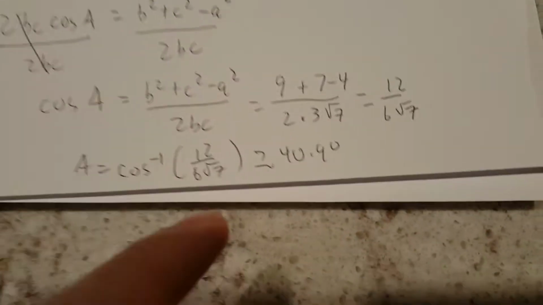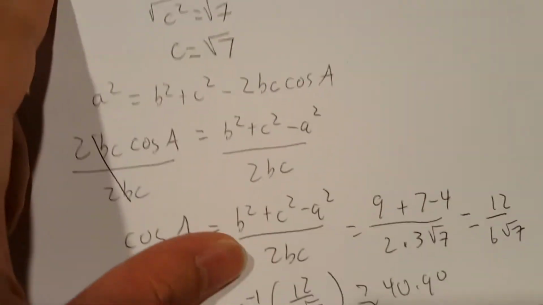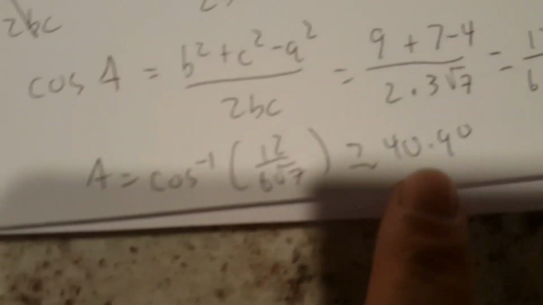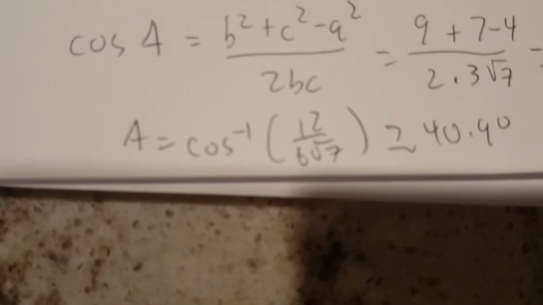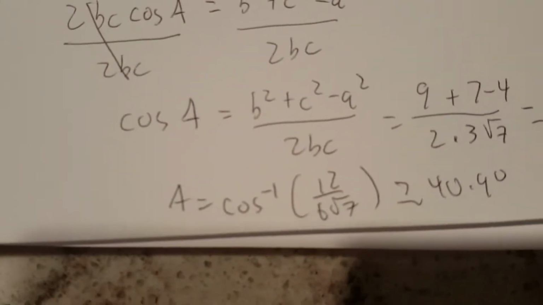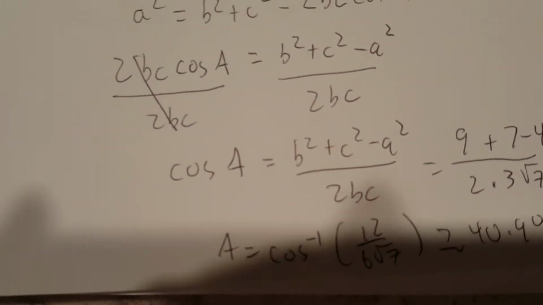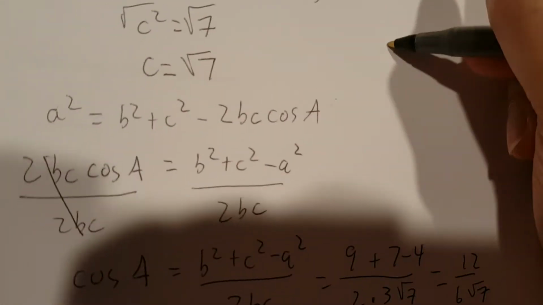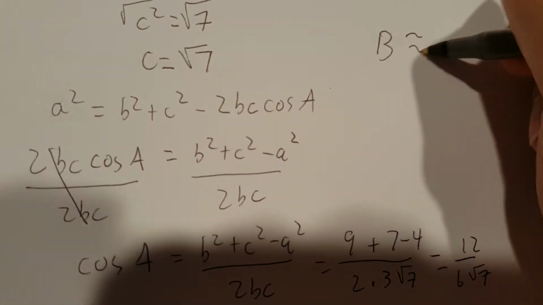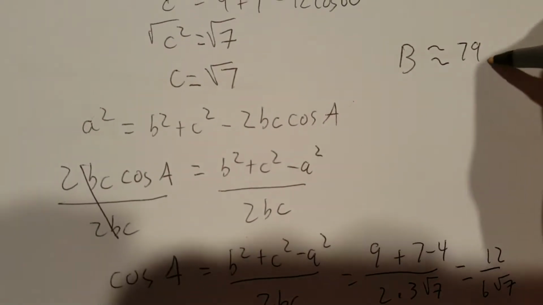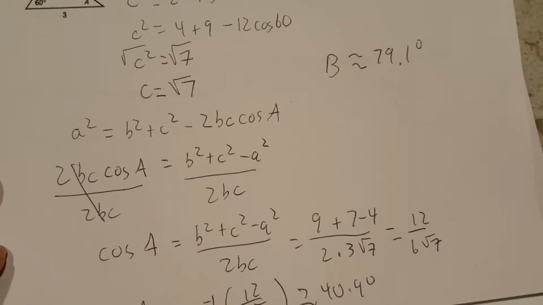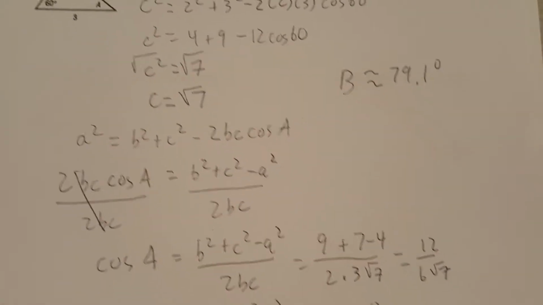And so now we have angle A. Angle C is 60, angle A is 40.9. We can just find angle B because the angles of a triangle add up to 180. So angle B is about 79.1. Okay. And we found everything that we need.